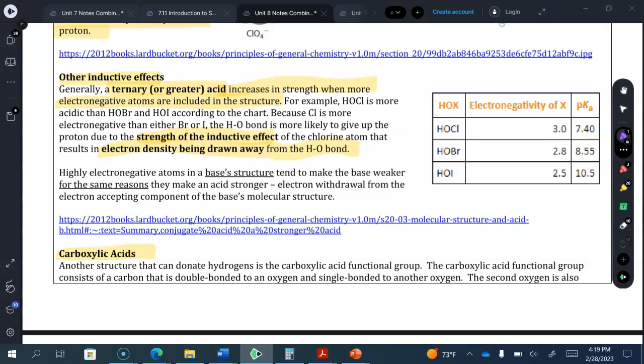So chlorine is more electronegative. It's going to pull some of the electron density away from oxygen, weakening the OH bond and making it a stronger acid because it's better able to give up that hydrogen. Highly electronegative atoms in a base's structure tend to make the base weaker for the same reason that they make the acid stronger: electron withdrawal from the electron-accepting component of the base's molecular structure.